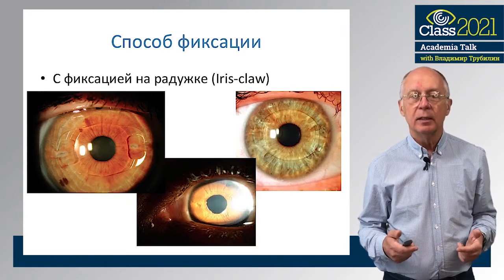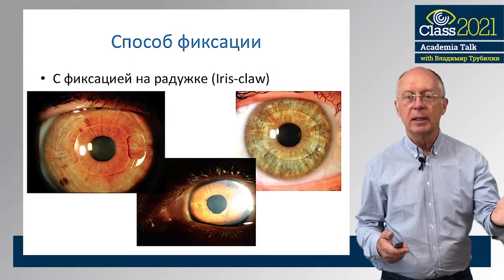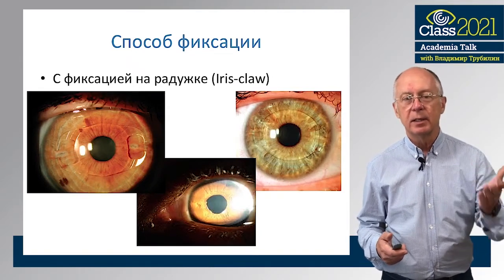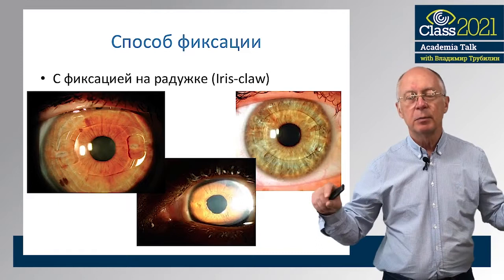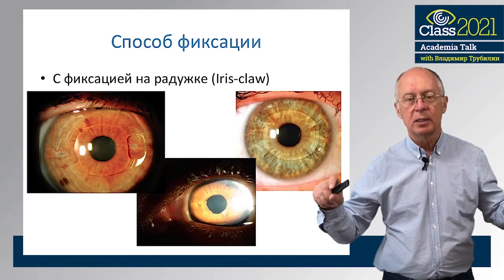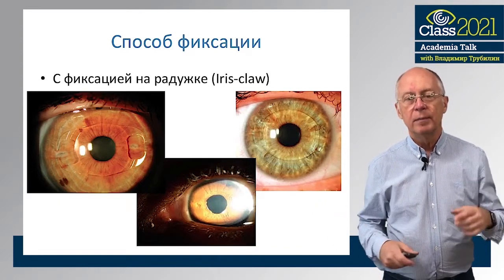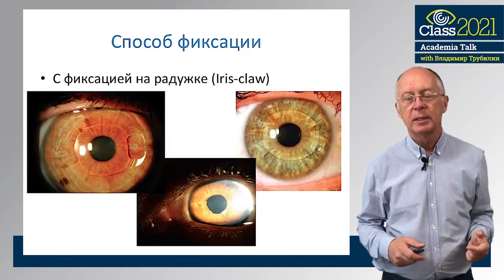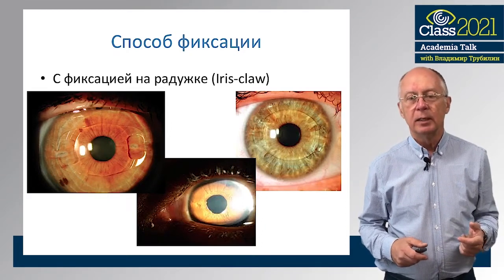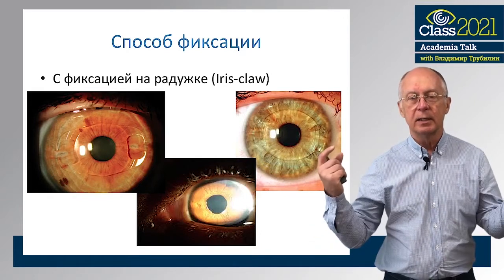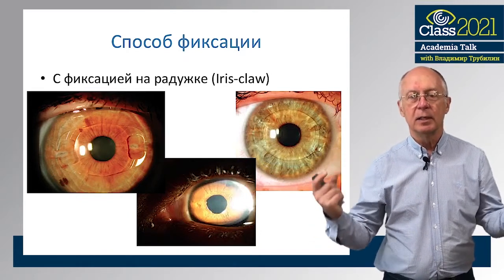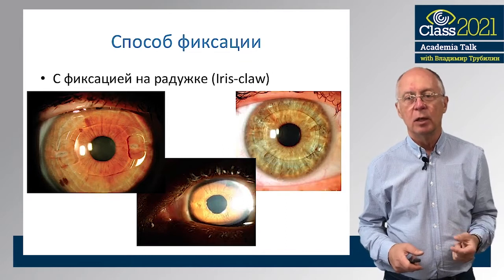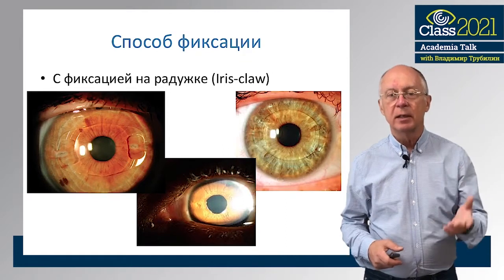As you can see on the slide on the left, the lens is fixed in the anterior chamber. It holds onto the iris with its supporting elements. This model can also be implanted into the posterior chamber, as you can see from the bottom image on the slide, where the lens on the posterior chamber side holds onto the iris.